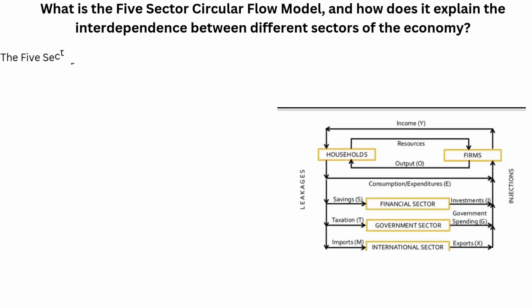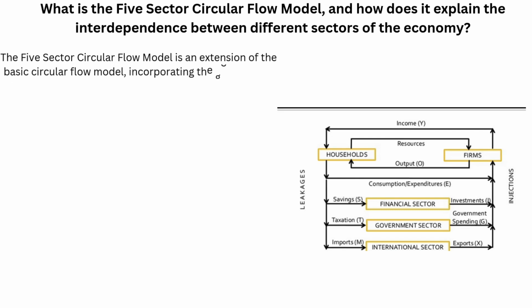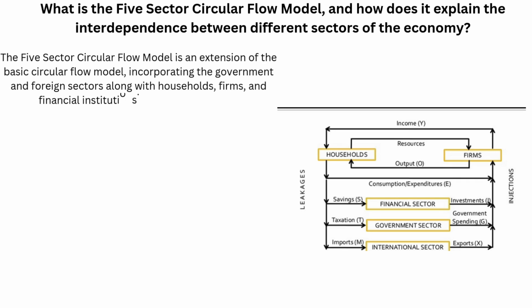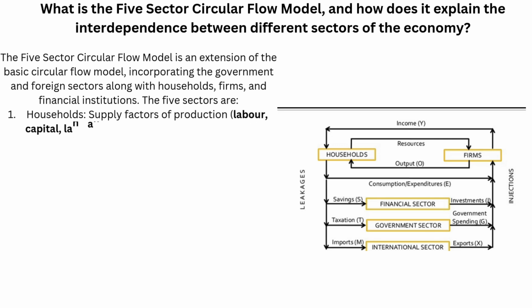3. What is the five-sector circular flow model, and how does it explain the interdependence between different sectors of the economy? The five-sector circular flow model expands on the basic circular flow model by including the government and foreign sectors along with households, firms, and financial institutions. Households supply factors of production to firms and consume goods and services. Firms produce goods and services and pay households for their factors of production.